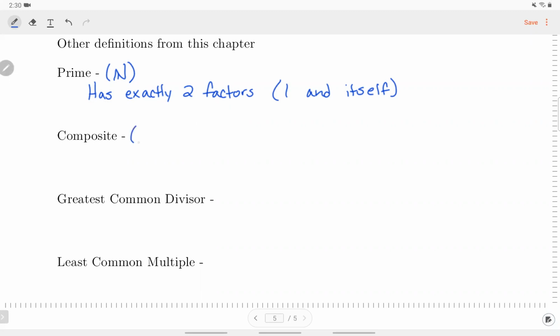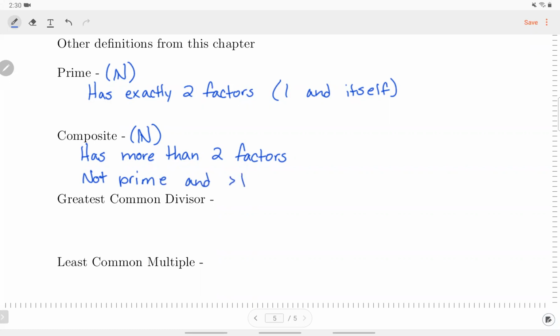Composite. Still, we're going to let our universe be the natural numbers, though you could make it the integers. What would composite mean? Okay, not prime works except 1 isn't composite. So you could say not prime and bigger than 1, not prime excluding 1. Another way to say it would be to say it has more than 2 factors. Those mean the same thing, so I'm going to write both. So has more than 2 factors, or you could say it's not prime and greater than 1. Those give you the exact same numbers.